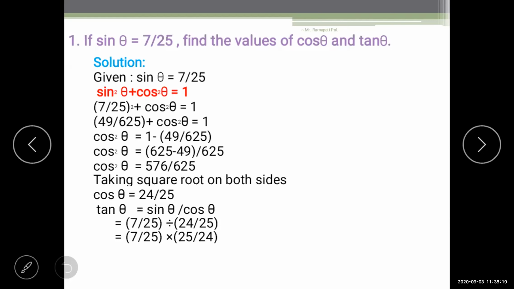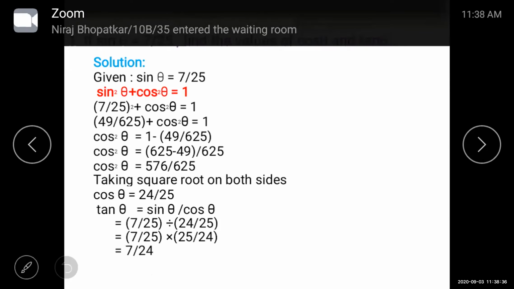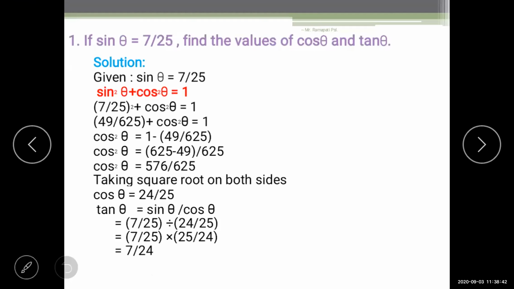So what will cancel now? Very good. 25 will cancel. So what will be the answer? That is, tan theta is equal to 7 upon 24. Correct? Therefore, cos theta is equal to 24 upon 25 and tan theta is equal to 7 upon 24.